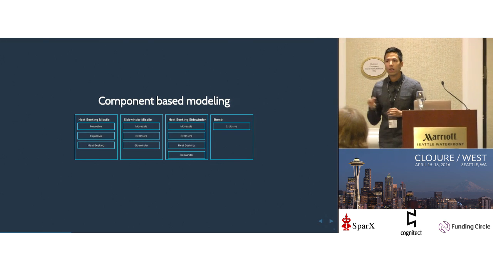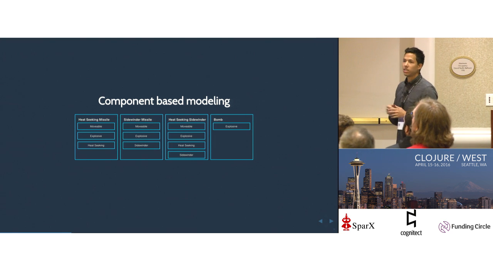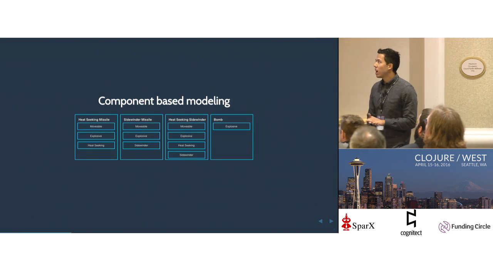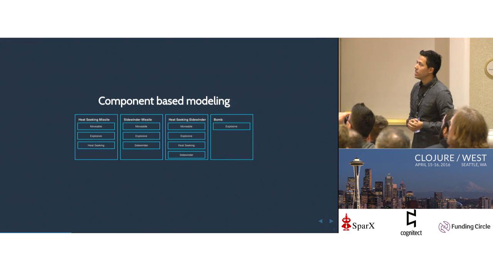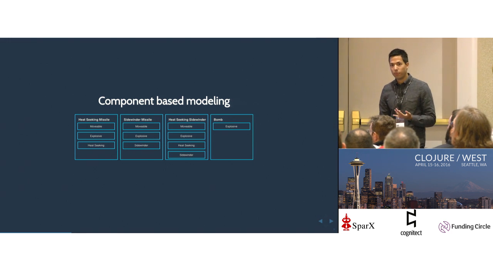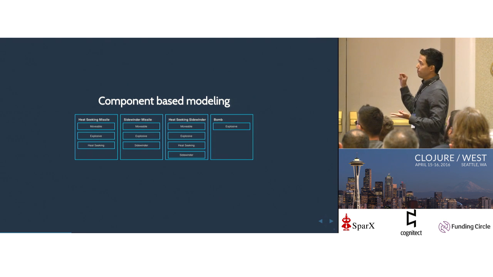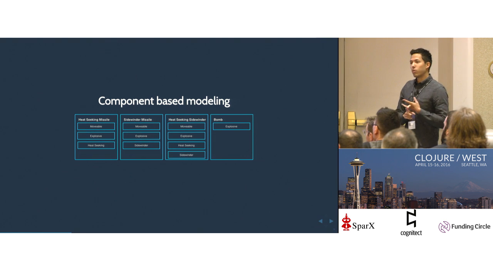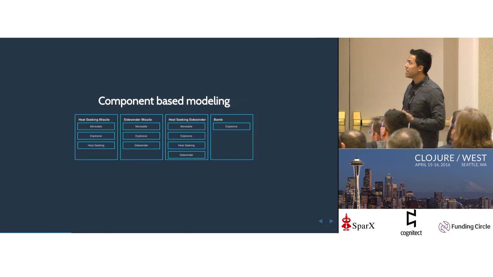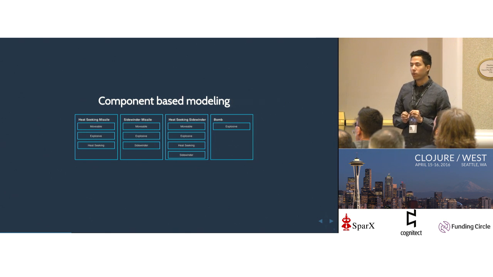So what does this look like now if we were trying to describe that same missile, heat-seeking Sidewinder, with components? We're going to end up with little buckets. So a heat-seeking missile can move, it can explode, and it can heat-seek. Our Sidewinder missile can move, it can explode, and it can have a sidewinding component. Our heat-seeking Sidewinder is the exact same thing, but it has both the heat-seeking and Sidewinder components.